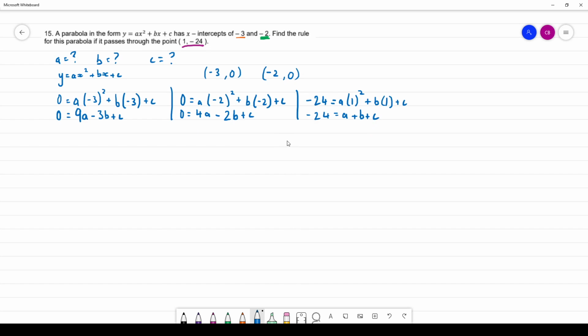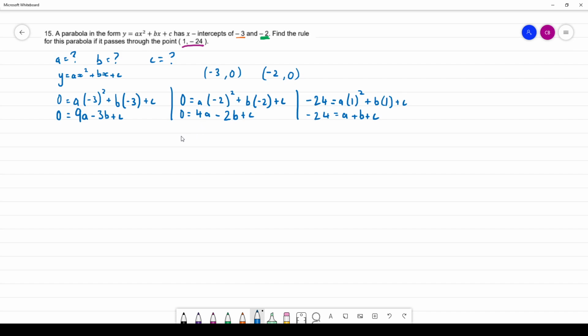What can we do? Well, another way we could approach this question is because we know the x-intercepts, we know how we could factorize this. But I'll leave that up to you if you want to try that out. We've got three equations, three unknowns. What can we do? We can make some of these equations equal each other. We have 0 and 0 here, so we could make both of these equations equal each other and see what we get.